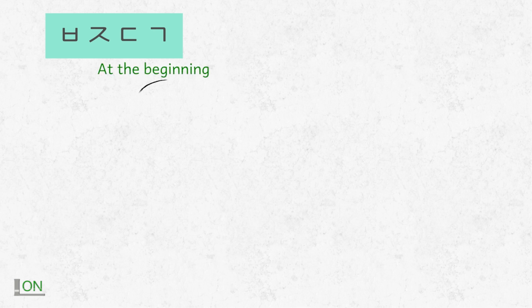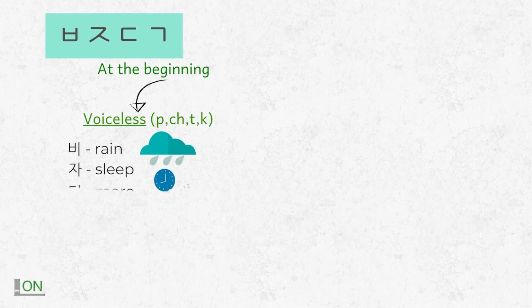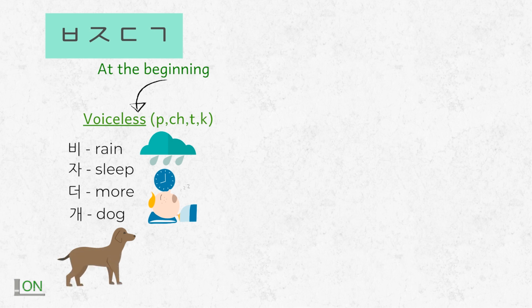So now let's look at how to read these 4 consonants at the beginning of a word. At the beginning of a word, they are voiceless. Voiceless sounds are pu, chu, tu, ku. For example, be, rain, cha, sleep, to, more, ke, dog.